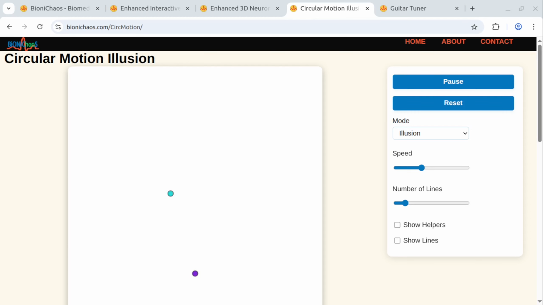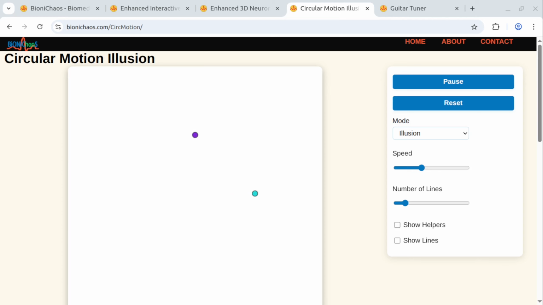Okay, what do you see on the screen? Just real quick, one sentence response. I see a website with a title Circular Motion Illusion and some settings and animations on it. Okay, and to you, do the circles, the dots, do they move in a circle or in a straight line? They appear to be moving in a circular path.